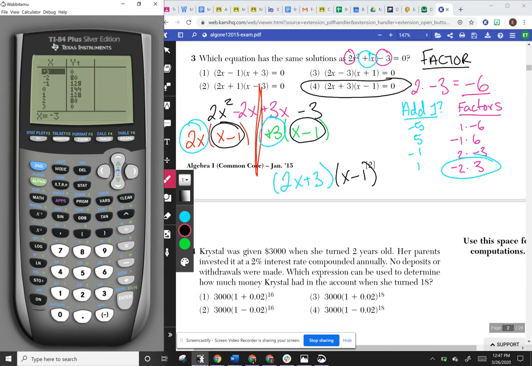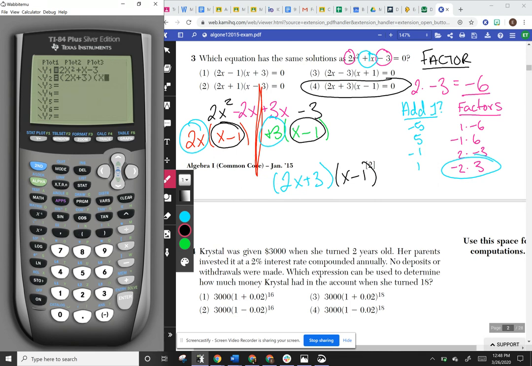And if you want an incredibly quicker way to do this, let's use our graphing calculator. Go to y equals and do 2x squared plus x minus 3. And now you're going to put each answer choice in here. So I'm going to start with the correct one since I already solved it. 2x minus 3. Sorry, it's plus 3.